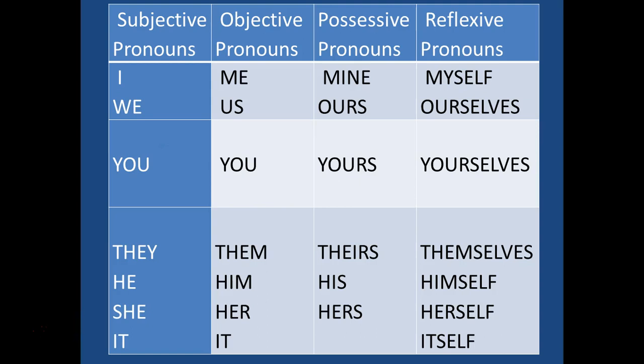Next is our reflexive pronouns. Reflexive pronouns generally refer back to the subject of the sentence. Like if I use I, it becomes myself in reflexive pronoun. If we use we, it becomes ourselves. For example, I made this cake myself.